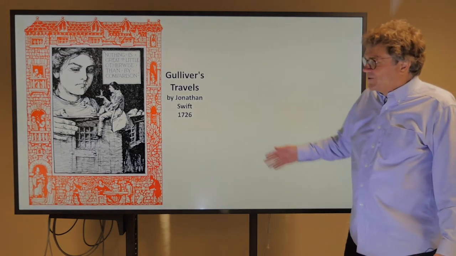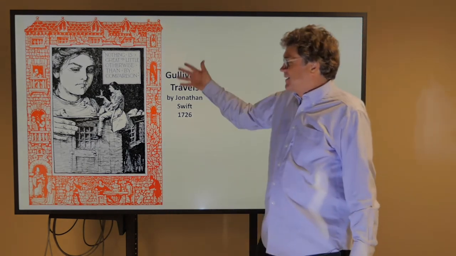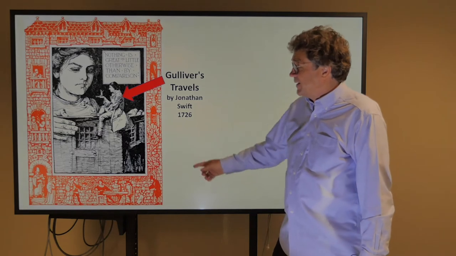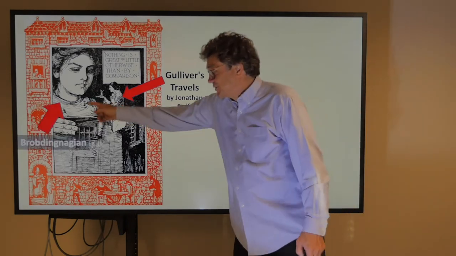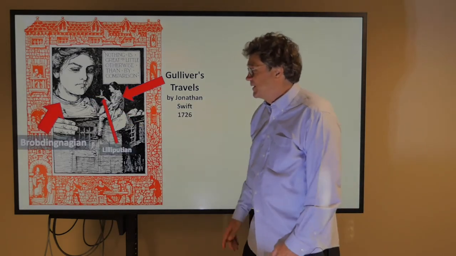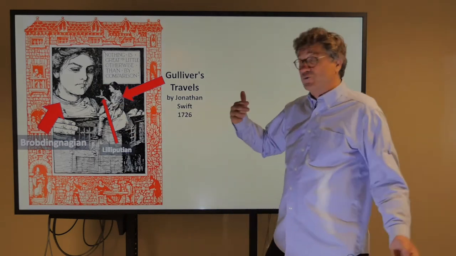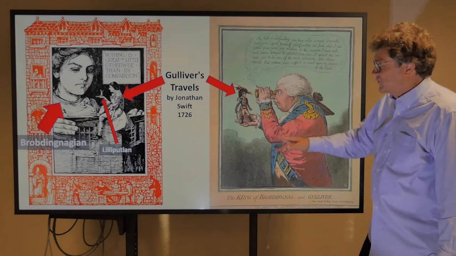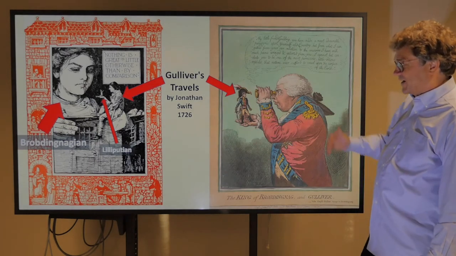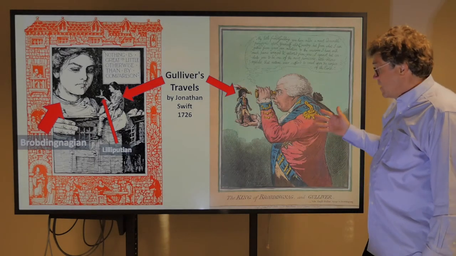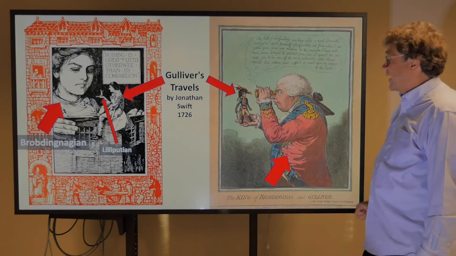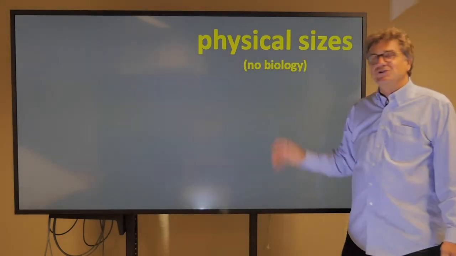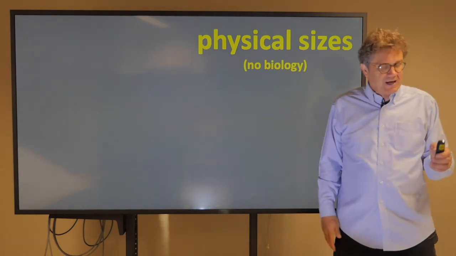Well, talking about sizes, this is Gulliver's Travels, written by Jonathan Swift in 1726. And here is Gulliver, and here is a Brobdingnagian, a giant human being, and here is a Lilliputian. So there are three sizes of human beings in this one book. And here's another picture, and there is Gulliver, the small one, and here's this giant, the king of Brobdingnag. And there's something here he's saying, I'm not sure what he's saying anyway. But they're physical sizes. Let's just consider physical size.